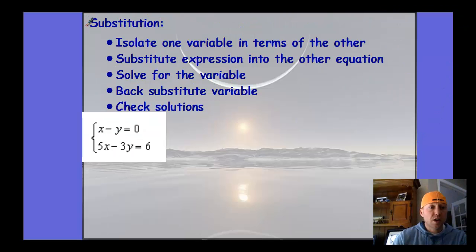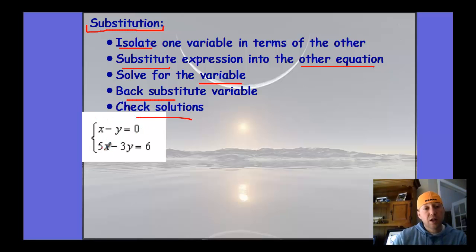So substitution, and this is really what 7.1 is about, is substitution. We want to isolate one variable in terms of the other, so basically get a variable by itself. Then substitute the expression into the other equation. You have to use both equations. You can't substitute something into the same equation. Solve for the variable, and then back substitute, and then check solutions.